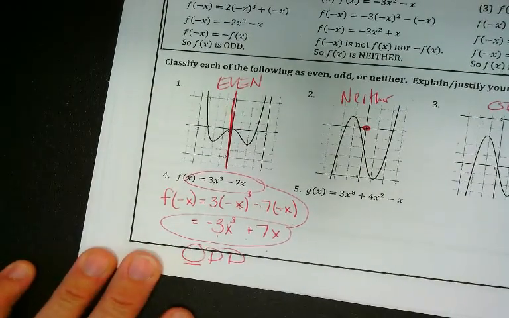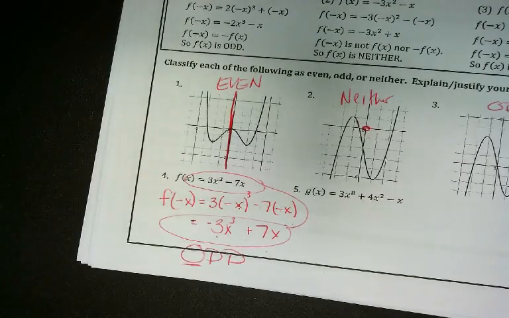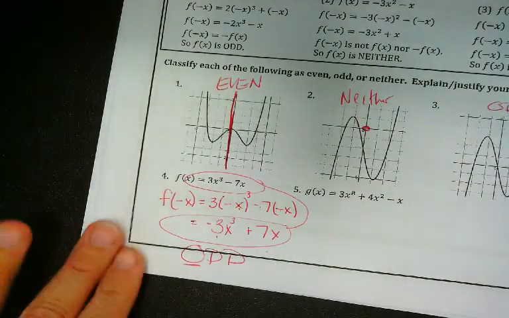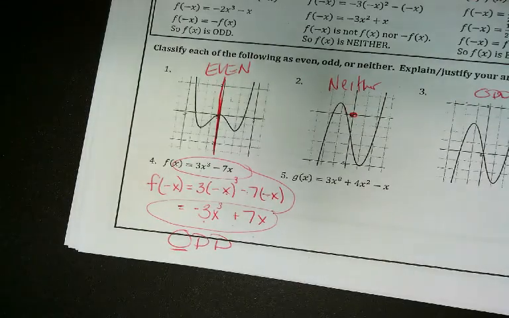Do the same for the last one. Test to see if that's even, odd, or neither. Unless the direction said algebraically, you'd have to show this. But if it didn't say that word algebraically and it was short answer, 100%, I would graph it and do the same thing. Great question, Natalie.